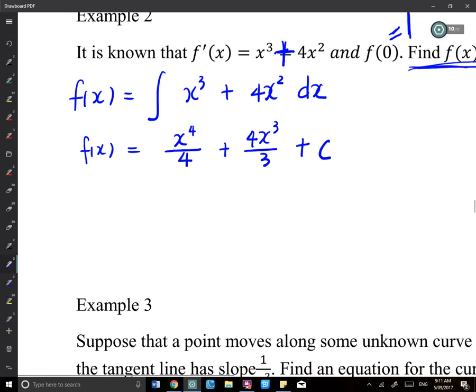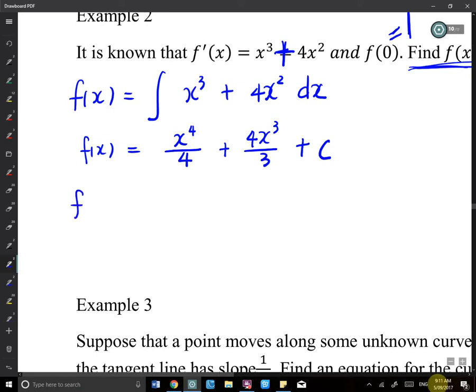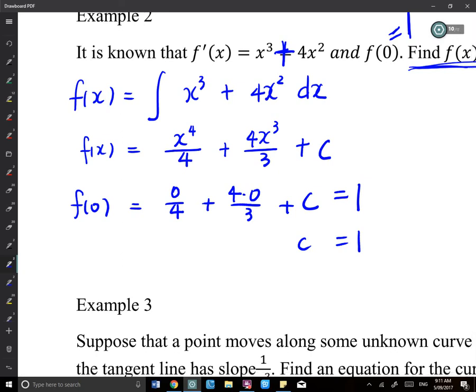And what do you know now? You know f0 equals 1. What is f0? f0 is 0 over 4 plus 4 times 0 over 3 plus c. f0 equals 1, so what that tells you is c equals 1. Giving you a point can help you, one point is enough. One point can help you make sure where the function is, and that tells you the c value.